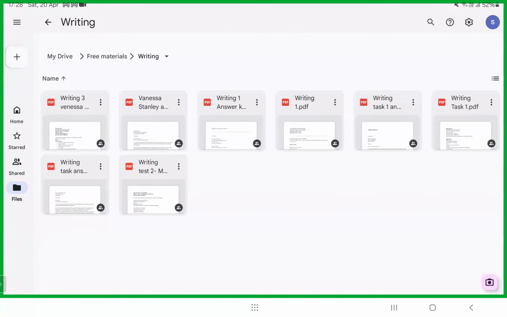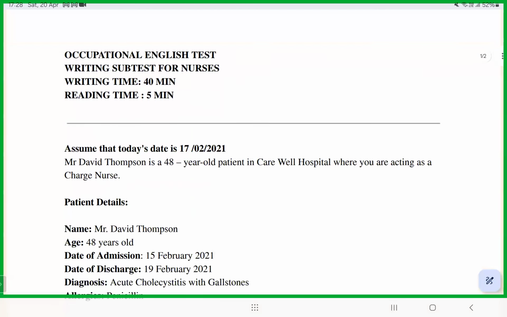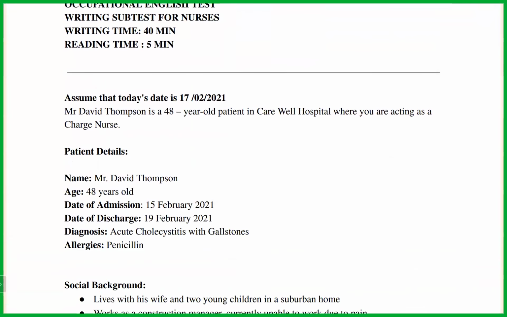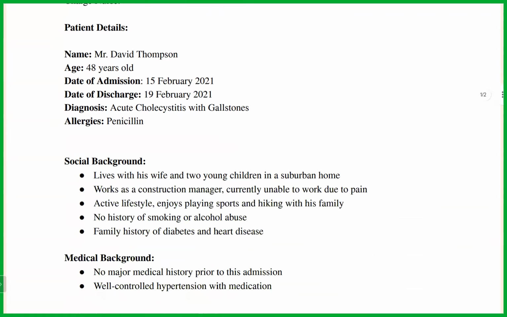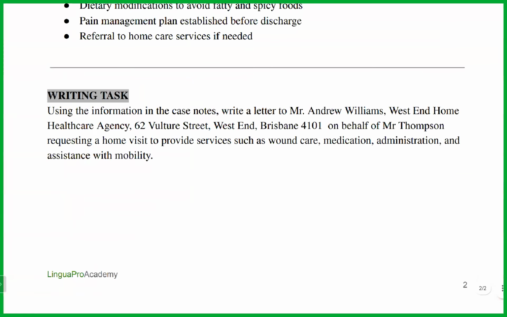Okay. So this is the question of writing, and in OET writing we have 5 minutes for reading the question and 40 minutes to write your answers. So when you get your writing question paper, first of all you need to read the writing task. What is our task?